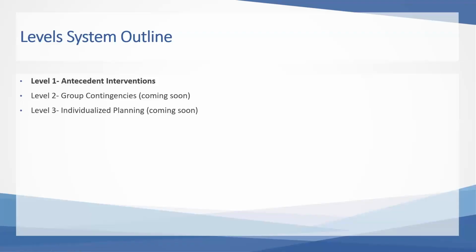So before I go over our learning objectives, I wanted to mention that this presentation is part one of a three-part series on the classroom management system that we have created. And this level is all about antecedent interventions, or the things that we put in place ahead of time to make it more likely that students are successful.